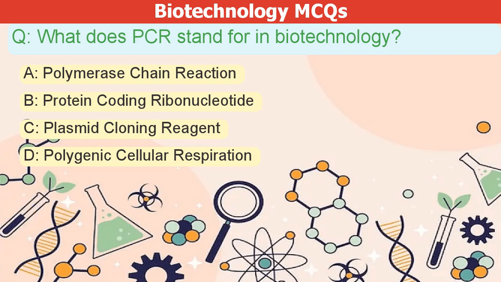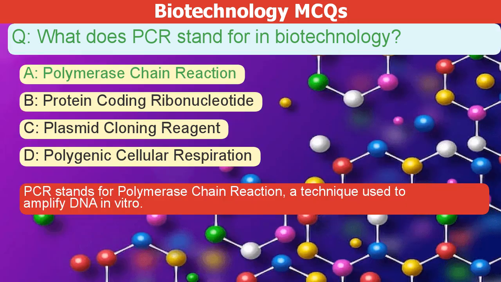What does PCR stand for in biotechnology? A. Polymerase chain reaction. B. Protein coding ribonucleotide. C. Plasmid cloning reagent. D. Polygenic cellular respiration. The correct answer is A. PCR stands for polymerase chain reaction, a technique used to amplify DNA in vitro.